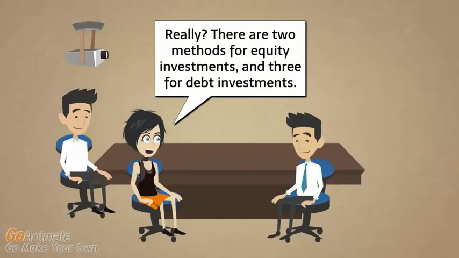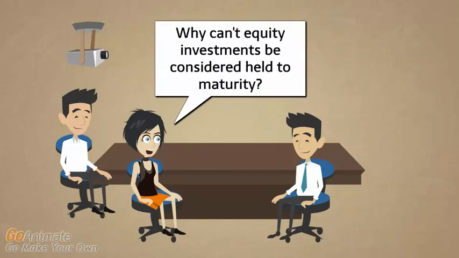Really? There are 2 methods for equity investments, and 3 for debt investments. Why can't equity investments be considered held to maturity? The simple answer is that equity does not mature. So when we're talking about these debt securities, oftentimes they have a fixed maturity. So you get paid back in 5 years or 10 years or 30 years, whereas equity, there's no fixed maturity at which point you get paid back.